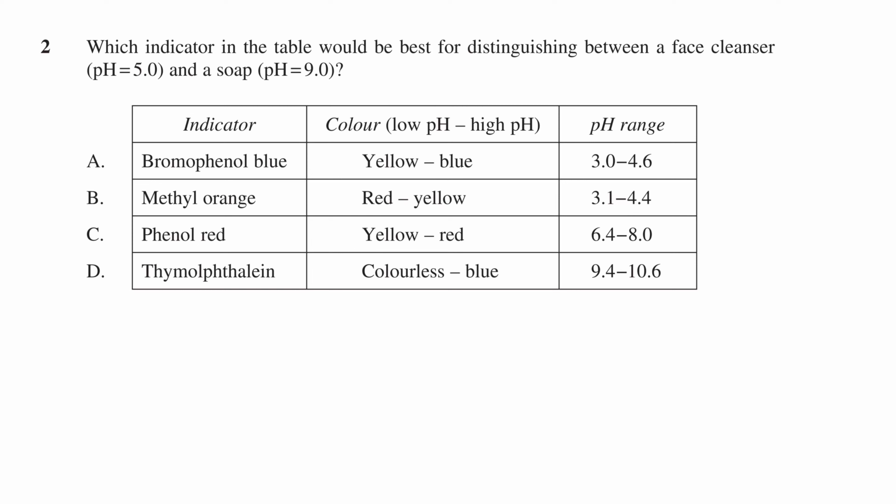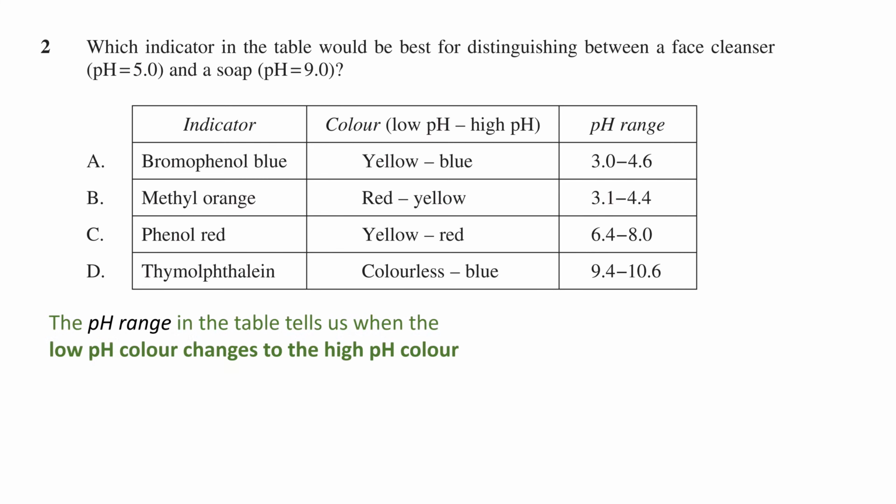Question 2 asks, which indicator in the table would be best for distinguishing between a face cleanser with pH 5.0 and a soap with pH 9.0? We're then given a table of indicators, associated color, and their pH ranges. The important point here is that the last column, pH range, tells us the transition region, when the color changes from the low pH color to the high pH color. So for example, bromophenol blue is yellow below 3.0 and blue above 4.6.